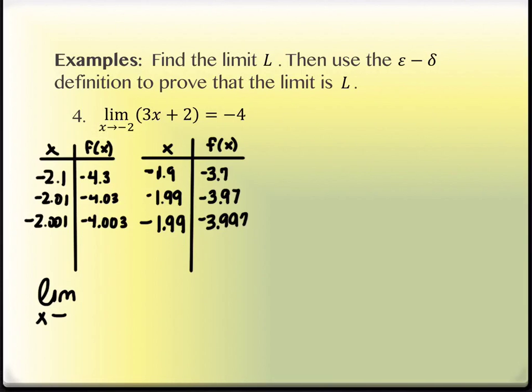Using these pieces of information, we believe that the limit as x approaches negative 2 of our function, which we'll call f of x so that I don't have to rewrite it all out, is negative 4. That's what it looks like, right? Okay, next, this is something we've already done. The next thing we're going to do is take a look at the epsilon-delta proof part that we did last time and what that would look like.